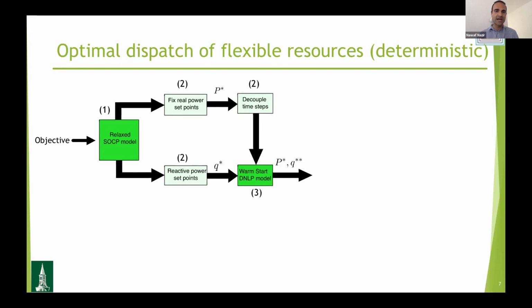What I do is fix the active power set points shown in 2. Because of that, when you fix the active power set points, I fix the state of charge. As a result, the different time steps are now decoupled and you can solve them independently and in parallel. So based on the SOCP solution, I fix the active power set points, it leads to decoupling of the time steps, and then I solve the decoupled NLP or DNLP shown in 3. This way I'm able to get a feasible solution from the NLP, and also the solve time is not increased that much because I can solve them in parallel.